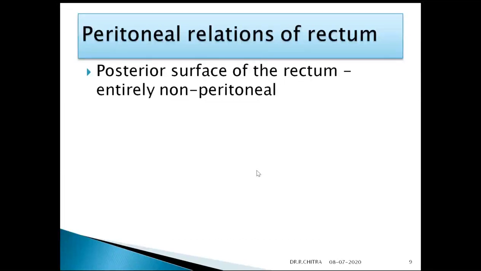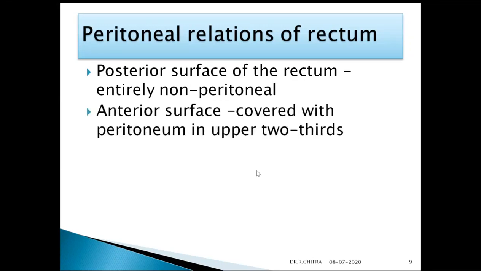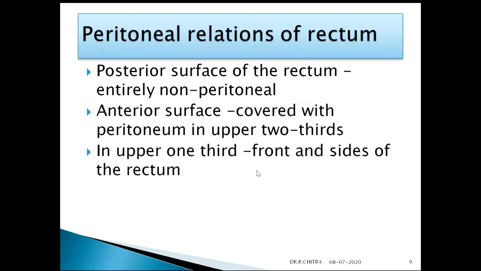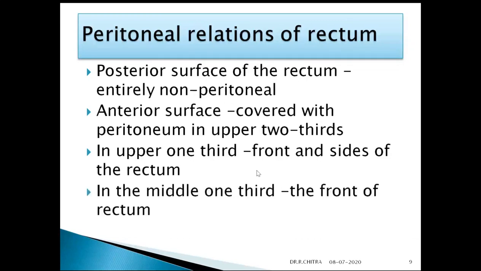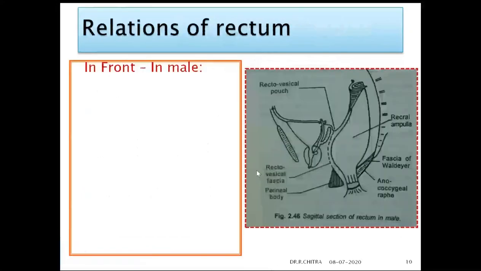Now we will see the relations of the rectum. First we will start with the peritoneal relations of the rectum. The posterior surface of the rectum is entirely non-peritoneal. You see the anterior surface is covered with peritoneum in the upper two-thirds. That's how it covers the front and sides of the rectum in the upper one-third. In the middle one-third, only the front of the rectum. So upper one-third, front and sides. Middle one-third, only the front.